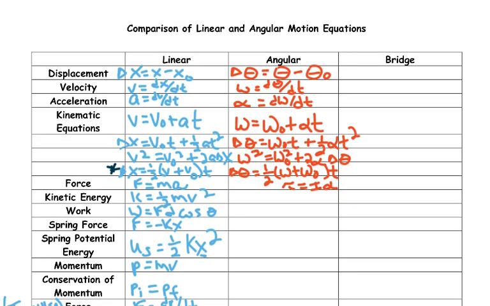Okay, so there is a connection between these, and we talked about some of these last year. The linear displacement can be found by taking the angular displacement and multiplying by the radius. So let's go ahead and put R for radius up there. The linear velocity can be found by taking the angular velocity and multiplying it by the radius. The linear acceleration can be found by taking the angular acceleration and multiplying it by the radius.